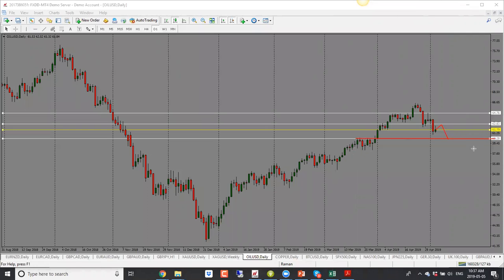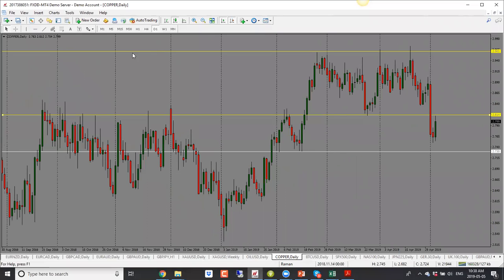If it breaks through that, we could see it go into this 50, let's see what level that is. Let's draw our line here, 58.50 level. So right now, bias is bearish for our oil.